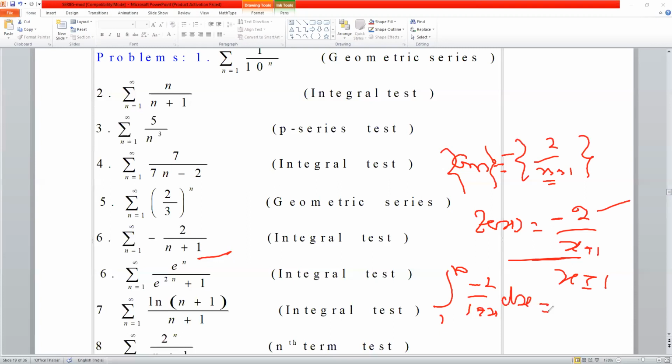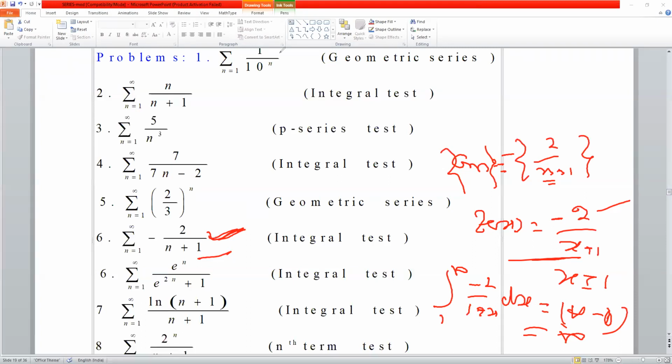So easily we can integrate it: minus 2 into log of 1 plus x. When you apply the limits, log infinity is infinity, minus log 1 which is 0. So the integral becomes infinity. You know why? The integral becomes infinity, so the integral diverges. Therefore, this series is divergent by the integral test.